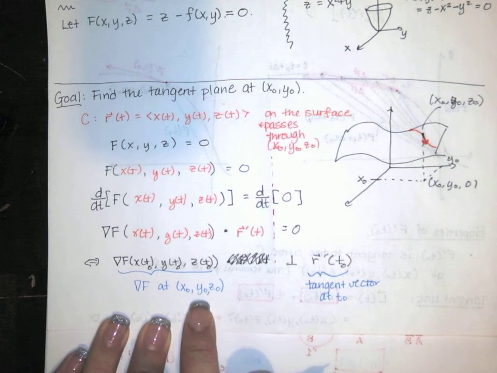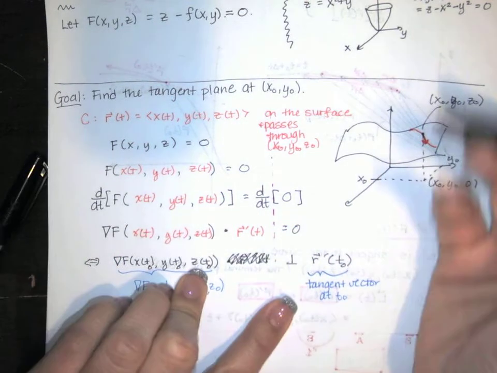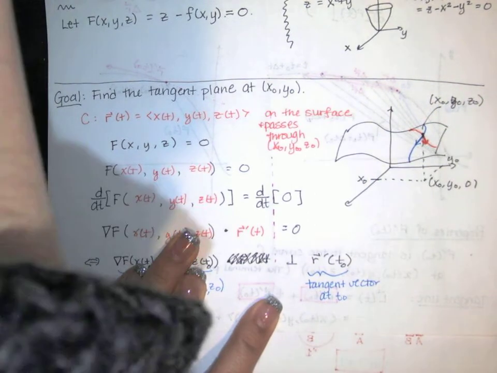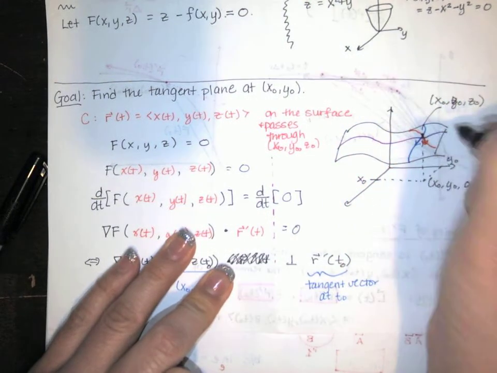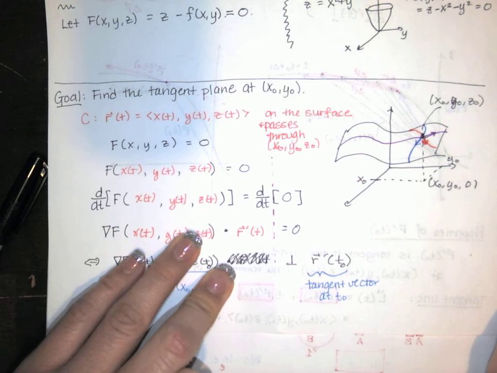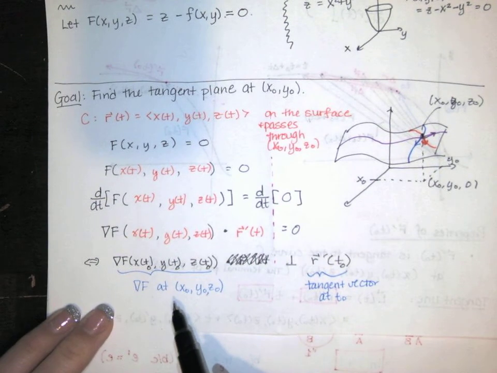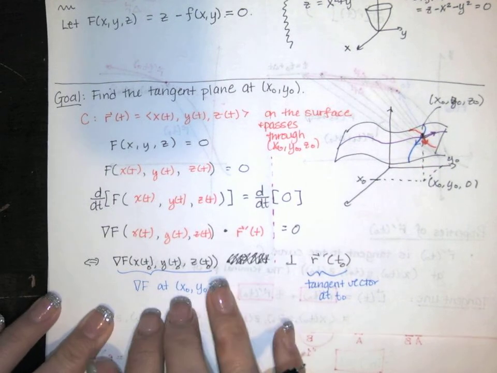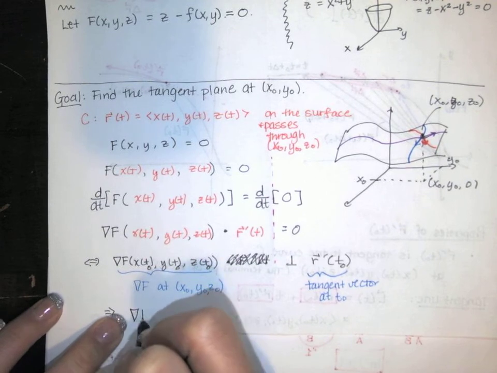And what I think is really cool is we did this in general for any r of t. So it works for that r of t, and it works for this other r of t and its tangent vector, and it works for another r of t. Oops, it should have passed through the point. It works for every r of t that lies on that surface and passes through that point. So what does that mean? That means the gradient evaluated at this point is perpendicular, or I guess I should say orthogonal, to all of the tangent vectors. And that's kind of a big deal.